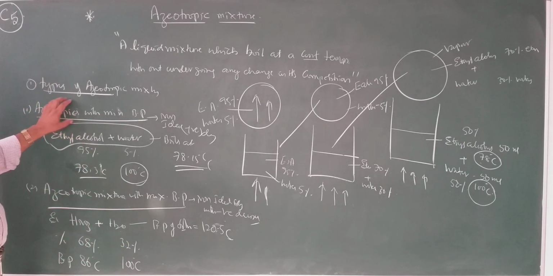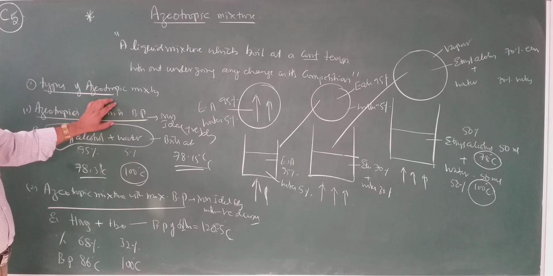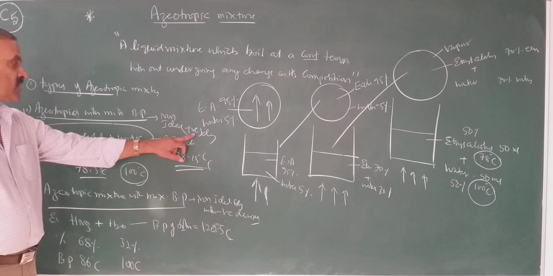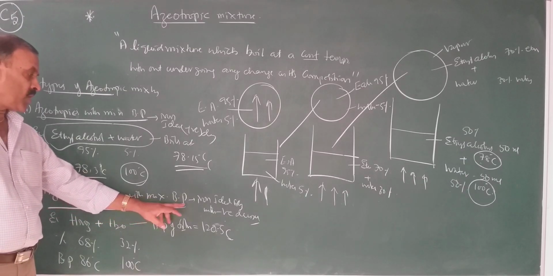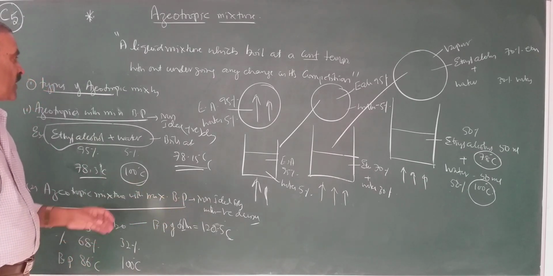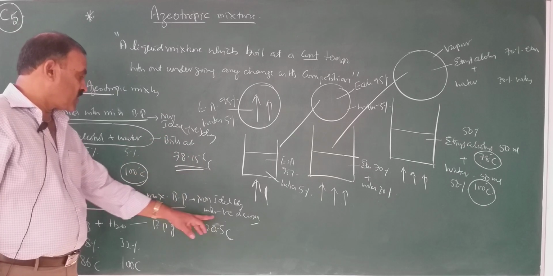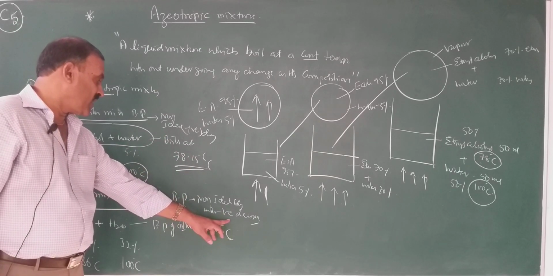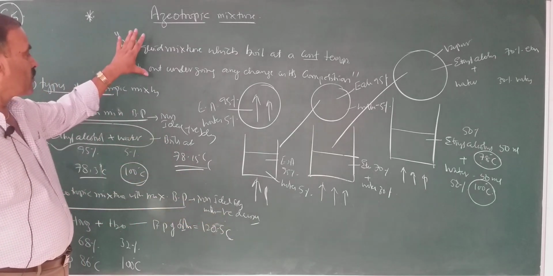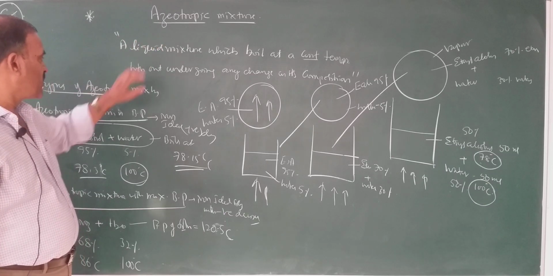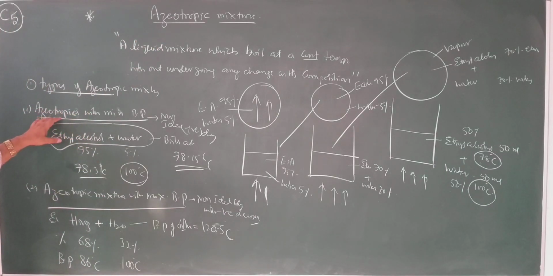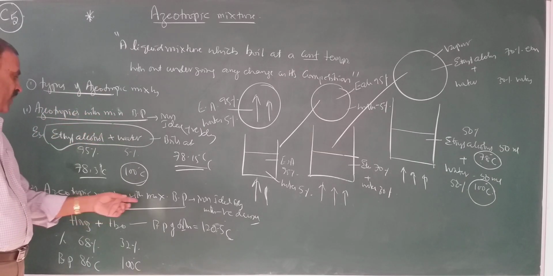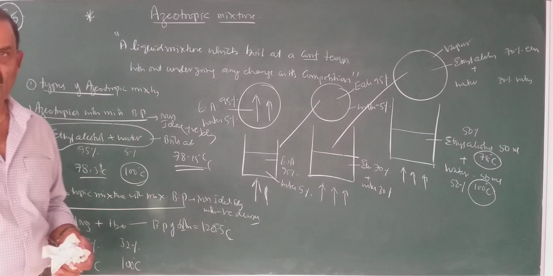So azeotropes with minimum boiling points are given by non-ideal solutions with positive deviation. Azeotropic mixtures with maximum boiling points are given by liquids which show non-ideal solutions with negative deviations. So you will be asked definitions and then examples for azeotropic mixture with minimum boiling point and maximum boiling point.